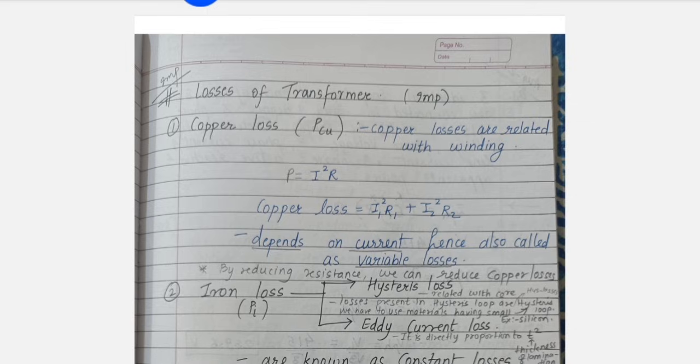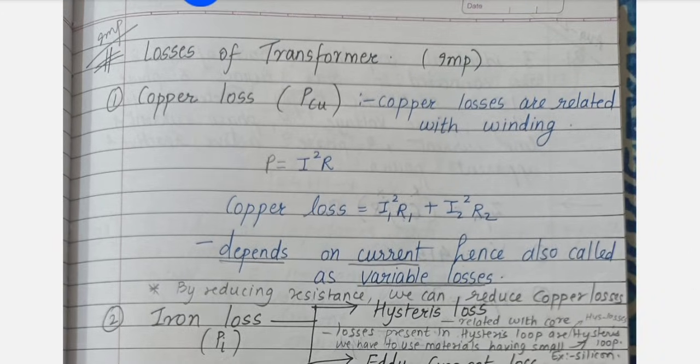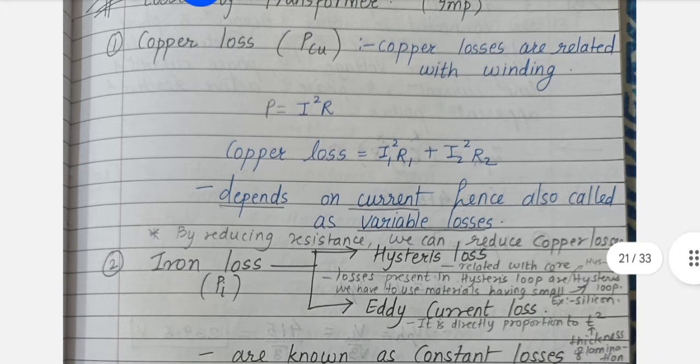Okay, then what will be its impact? So copper loss is a constant concern during the operation of a transformer, and efforts are made to minimize it to improve overall efficiency. Okay, so what will be the copper loss? We denote it by PCU. Okay, so the copper losses are related with winding. As I told you, P is equal to I square R is the formula. Copper loss we can write I1 square R1 plus I2 square R2 like this.